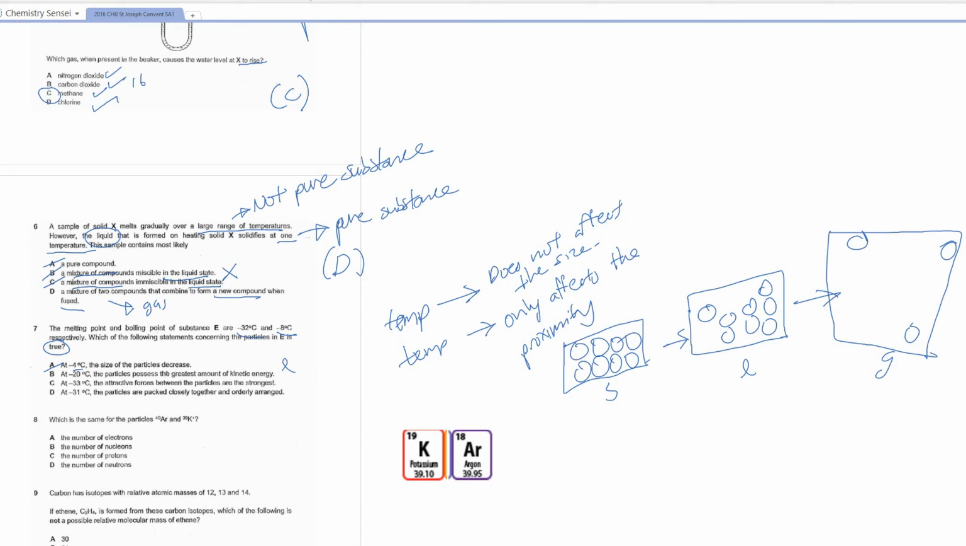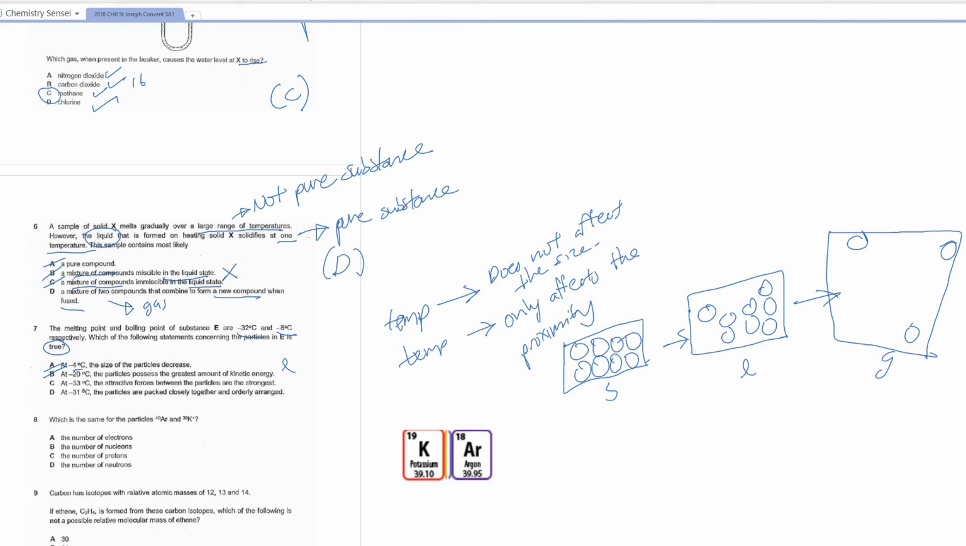The particle possesses the greatest amount of kinetic energy. This is incorrect. Only when it is at the gaseous state does it possess the greatest amount of kinetic energy, because it has the most freedom to move about.